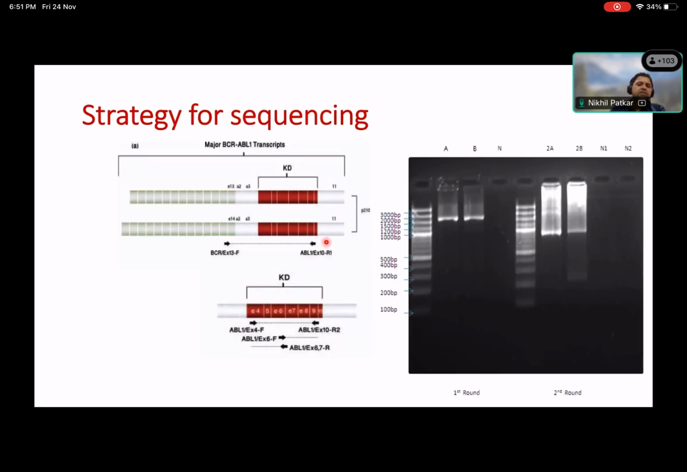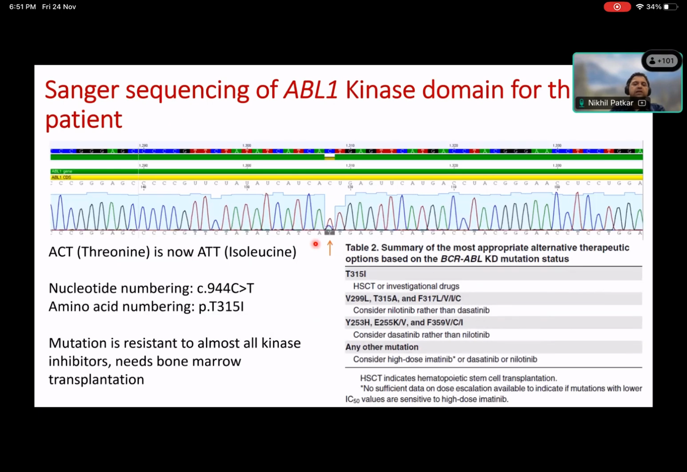So in this, you take the patient's BCR-ABL, you amplify the BCR-ABL molecule by PCR reaction. You do another PCR reaction to amplify the kinase domain, and you sequence it. And you can identify these mutations. Earlier we used to do standard sequencing, but now we do next generation sequencing for this. And this particular patient example here has the T315I mutation. This patient is resistant to all kinase inhibitors and now needs bone marrow transplantation.